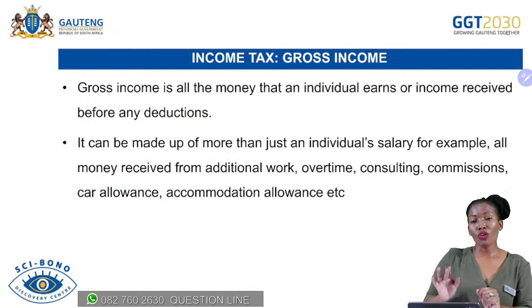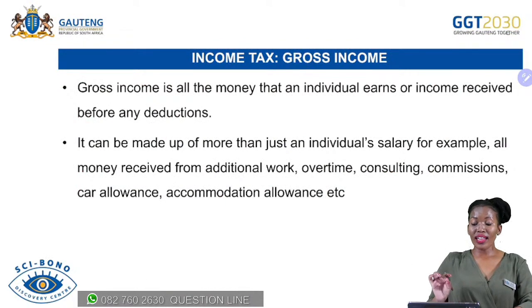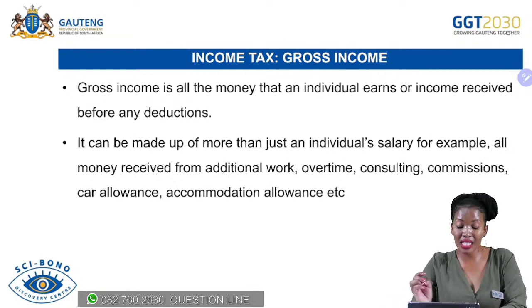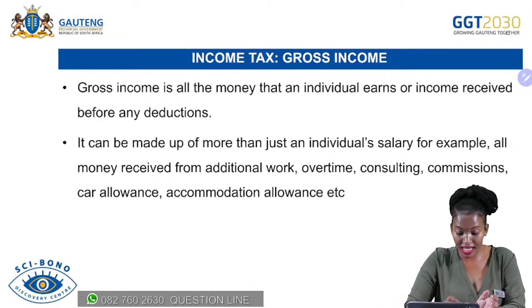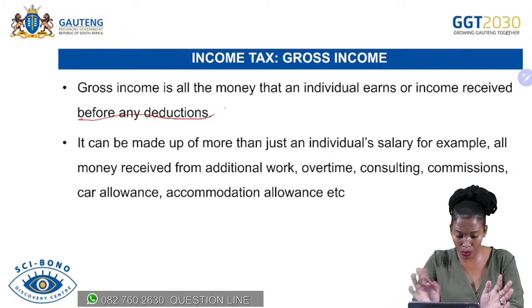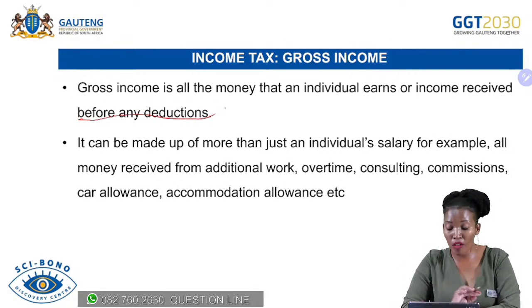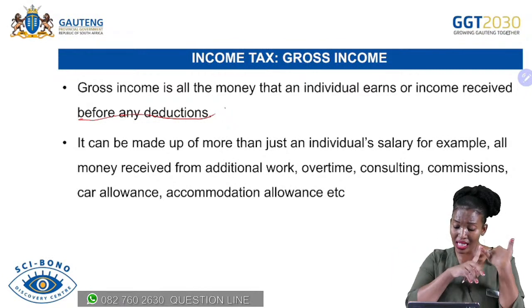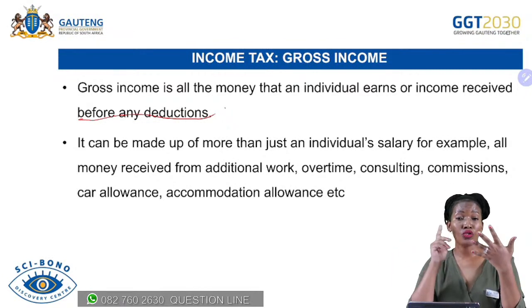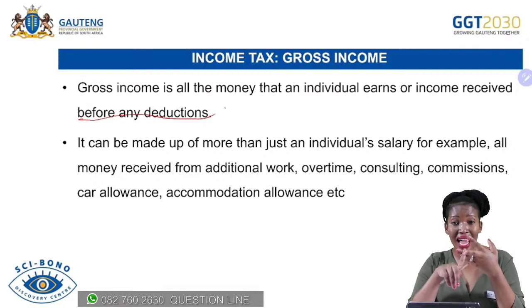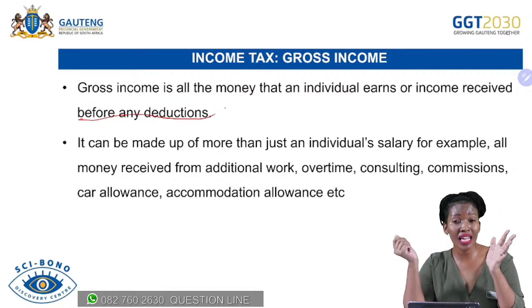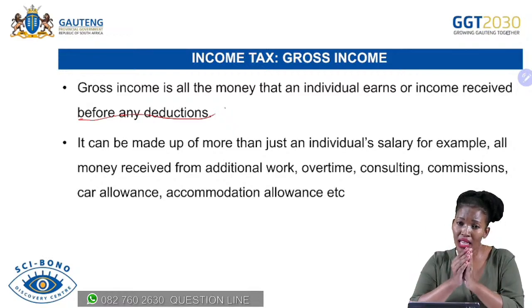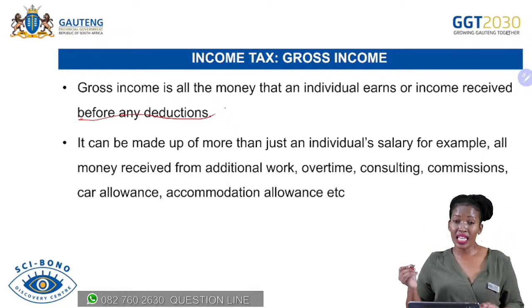Guys, again, on gross income, it is all the money that an individual earns or income that is received before any deductions. It doesn't include any deductions. We've spoken about that. It can be made up of more than just one individual salary. For example, all the money that is received from additional work. If you are doing some extra work, you have overtime, there are extra benefits, maybe car allowance, housing allowance. All those extra monies, when you combine them together, they give you your gross income.